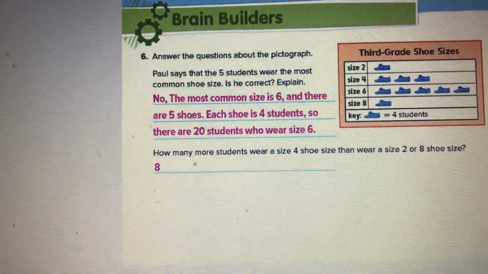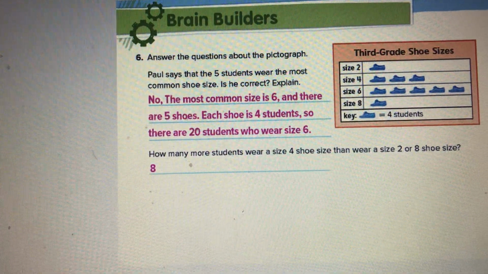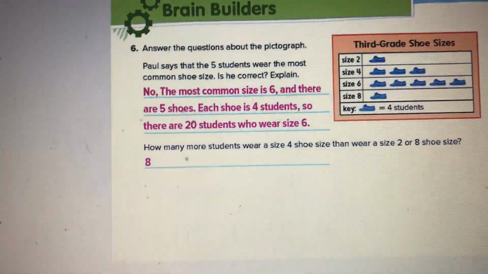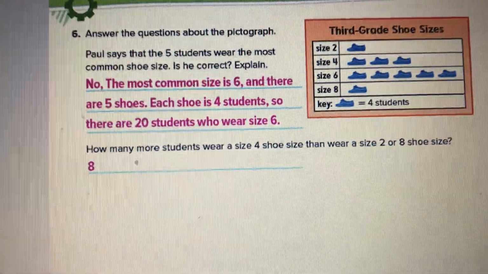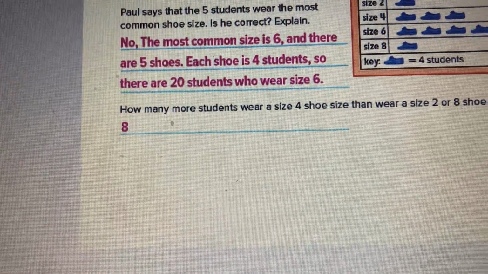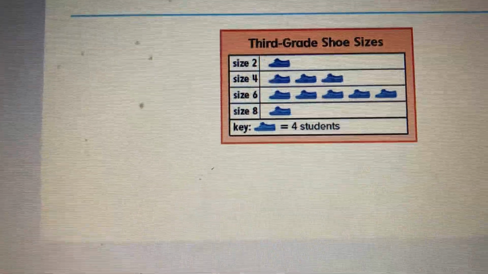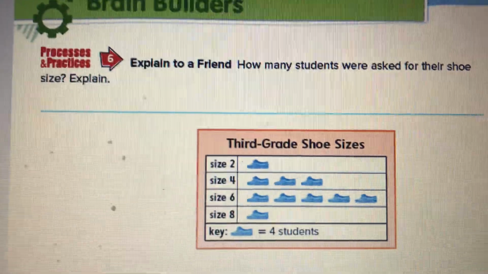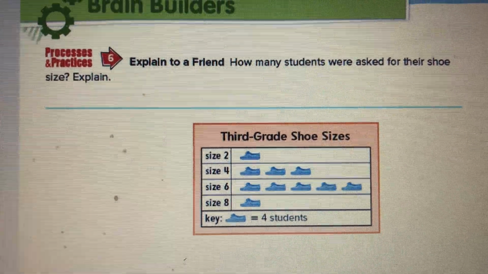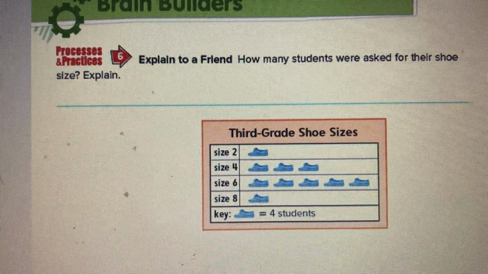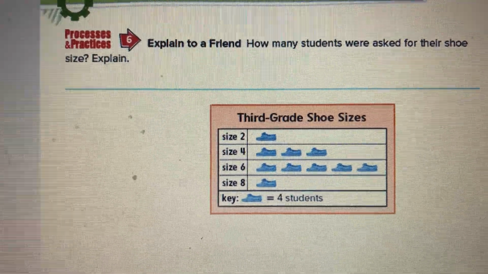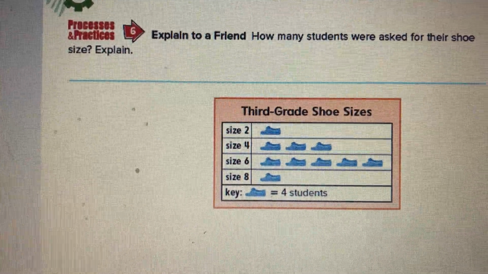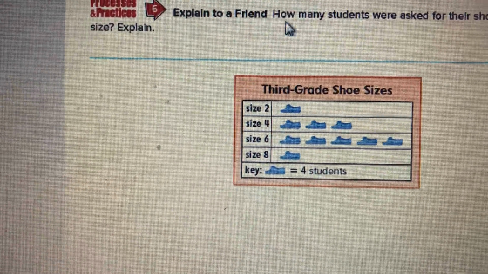Okay. How many more students wear a size 4 shoe than wear a size 2 or 8? Have to do a little multiplying and subtracting here, okay? Come up with 8. I gave you the answer already, sorry. All right, and this one, explain to a friend how many students were asked for their shoe size, okay? So total up all of those. Remember, each shoe represents 4. So let's do this one together.